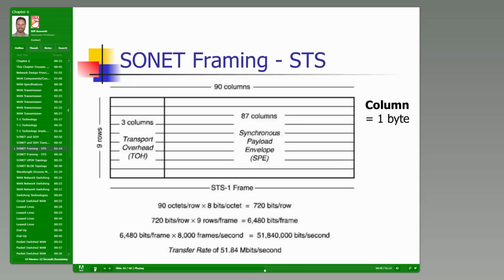And so then you can see that we've got the math down here below. We've got 90 octets per row, 8 bits per octet, so that's 720 bits per row. And 720 bits times the 9 rows is giving us 6,480 bits then per frame. And again, if we sample that at 8,000 times per second, then we're going to get the base rate of 51,840,000 bits per second, so 51.84 megabits per second.